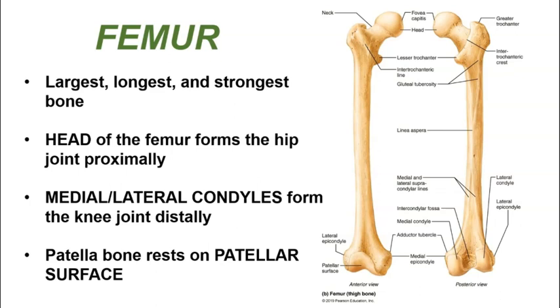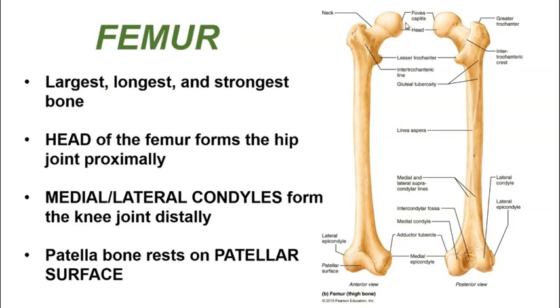The bone that occupies the thigh is the femur bone, and the thigh is anatomically referring to the region that's between the hip and the knee joint. The femur is the longest, the largest, and the strongest bone in the human skeleton. It is approximately 25% of a person's height.